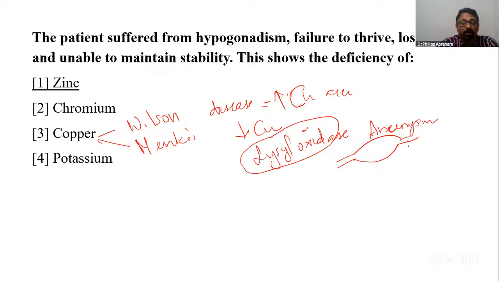Aneurysm is another one. And always say Menkes, kinky hair. Kinky hair is there. That means breakable hair, so brittle hair. Menkes kinky hair disease, we call it like that. So these are some symptoms related to copper.